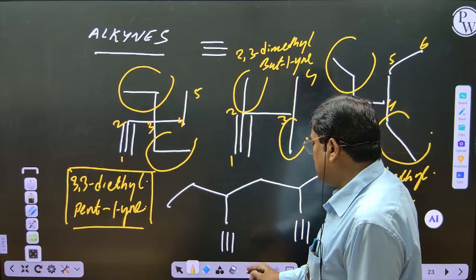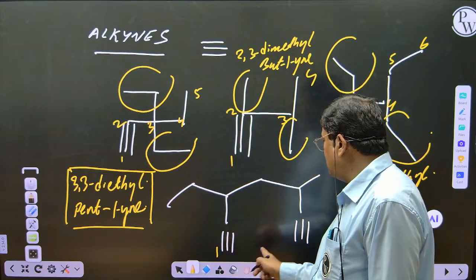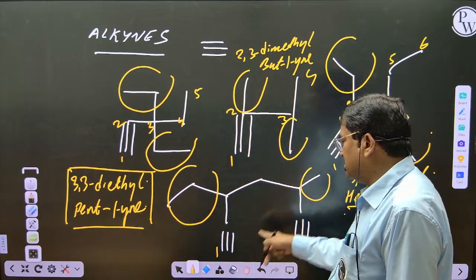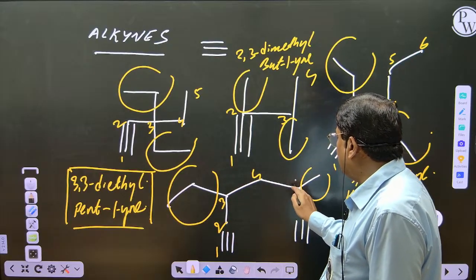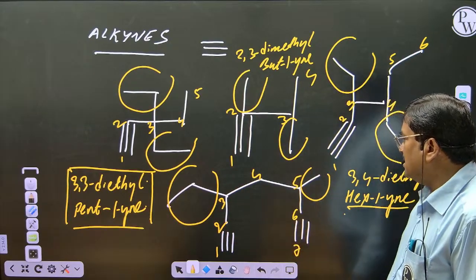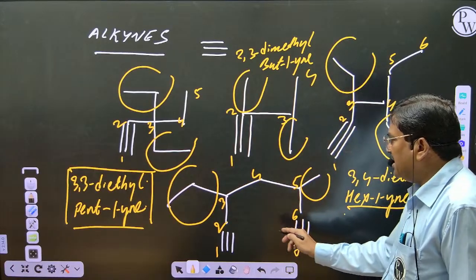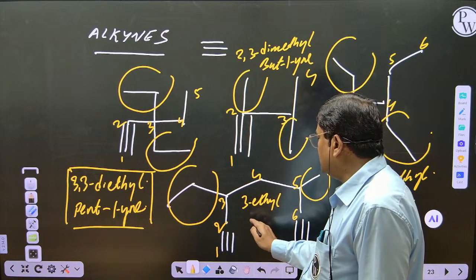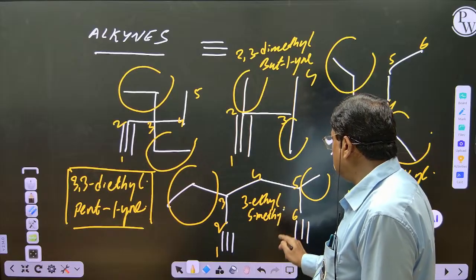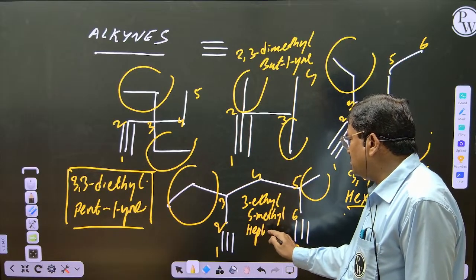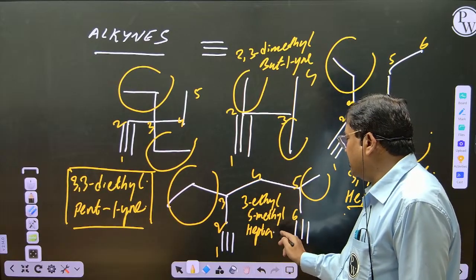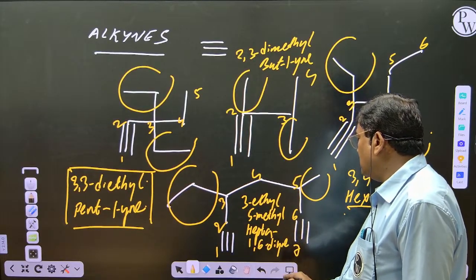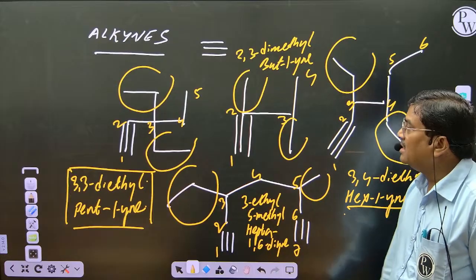Now come to this. I have to include the parent chain, no? So numbering should be done from here. You may get a doubt, sir, should I number from here or here? Because this is ethyl, no, students, and this is methyl. So numbering should be done from here: 1, 2, 3, 4, 5, 6, 7. Correct? Then what is the name? 3-ethyl, 5-methyl. What is the word root, students? Hepta. Why the 'a', students? Two triple bonds are there. Where is the location of the triple bonds? 1 comma 6 diyne. So this is how we name alkynes.